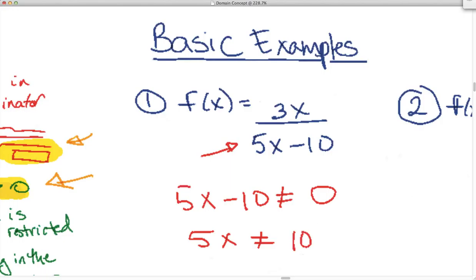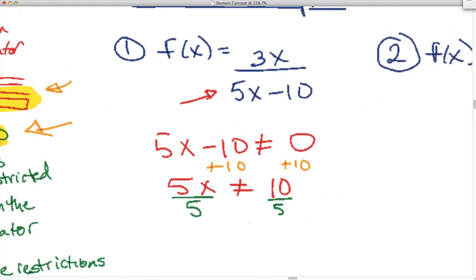Sorry, I shouldn't skip any steps just in case. To get that 10 over to the right-hand side, you have to do the opposite of how it's connected to the x. It's subtracted, so you need to add that 10 over to both sides. That's how that just happened. Most of you are familiar with that, but that's fine, just for those of you that aren't. That 5 is multiplied, so to undo the multiplication, you divide both sides, and you end up with x cannot equal 2.